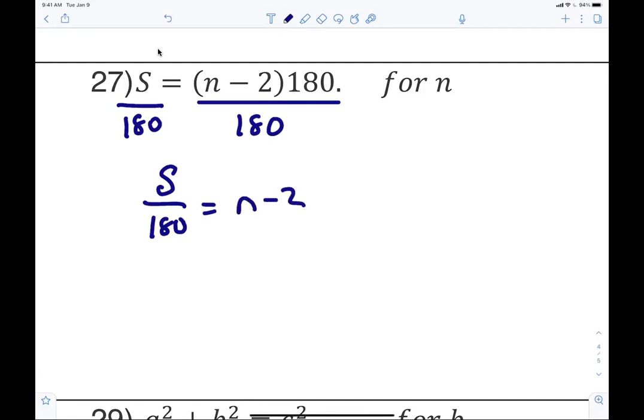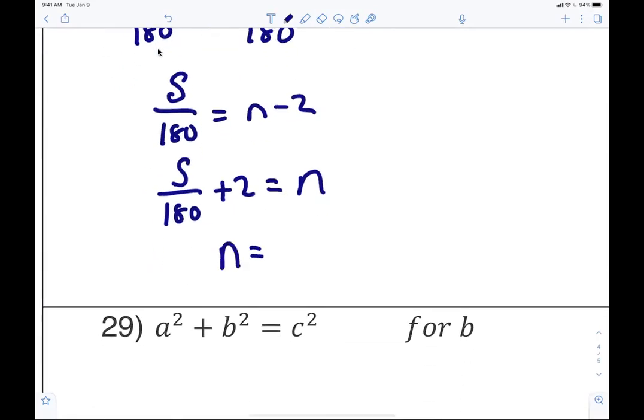And now what? Plus 2. That's correct. So S over 180 plus 2 equals n, right? So I would rewrite that as n equals S over 180 plus 2. Then minus 2, that's the answer. Oh, we're solving for n. n is by itself.